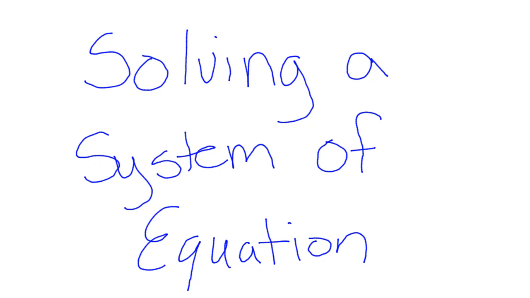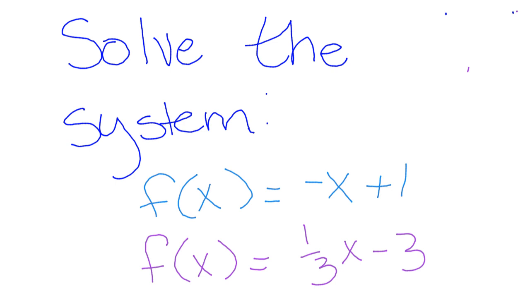Today we are going to have a lesson about solving a system of equations by graphing. The solution to a system of equations is when both variables have the same value for both functions. The problem that we're going to solve today is to solve the system with the function f of x equals negative x plus 1 and f of x equals 1/3 x minus 3.